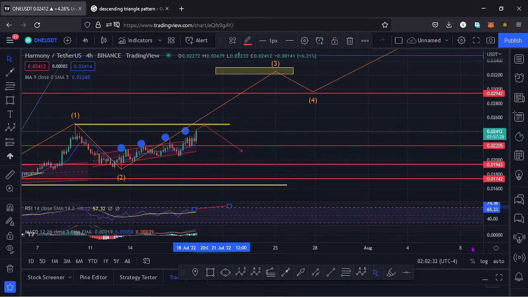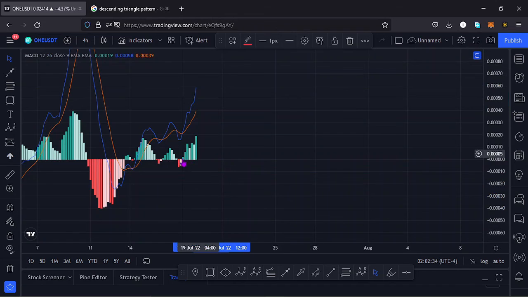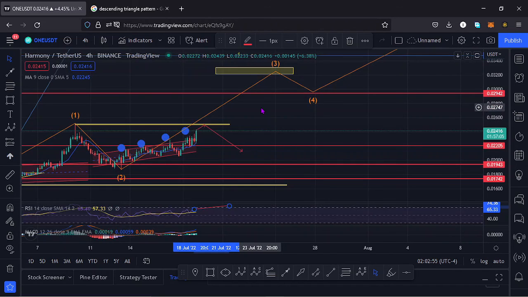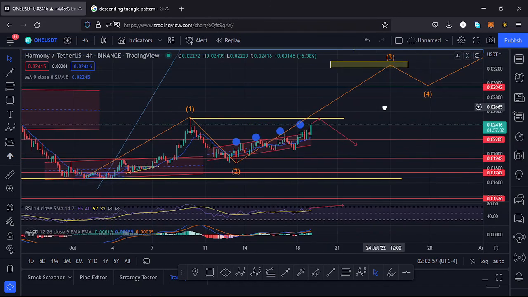If I also take a look at the MACD, here on the MACD we printed a bullish crossover, and we are also seeing an increase in volume. So it's possible that Harmony 1 might continue pushing to the upper side and make another new high, and also break above that key area of resistance. So let's be patient and see how that plays out, and I'll keep you updated.